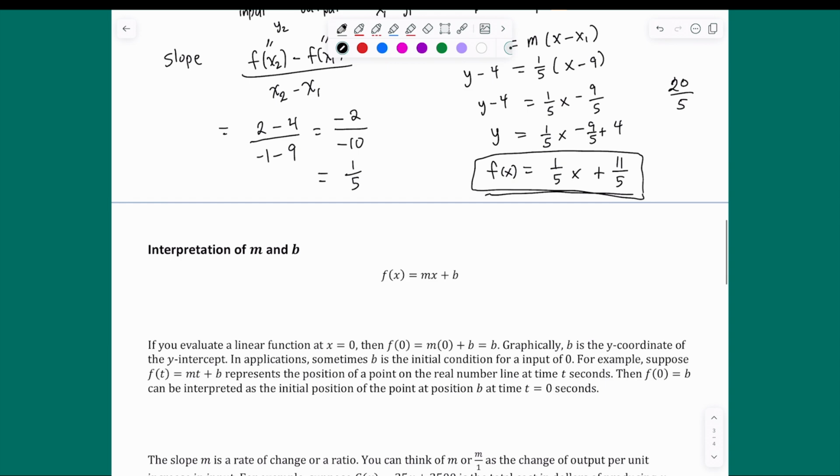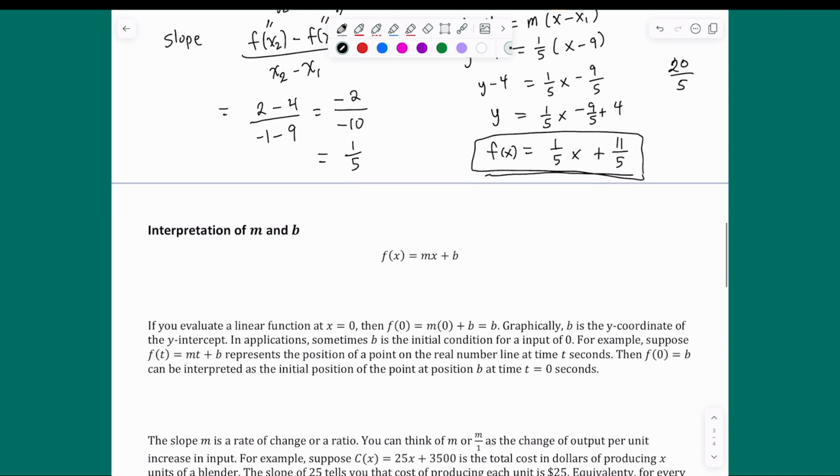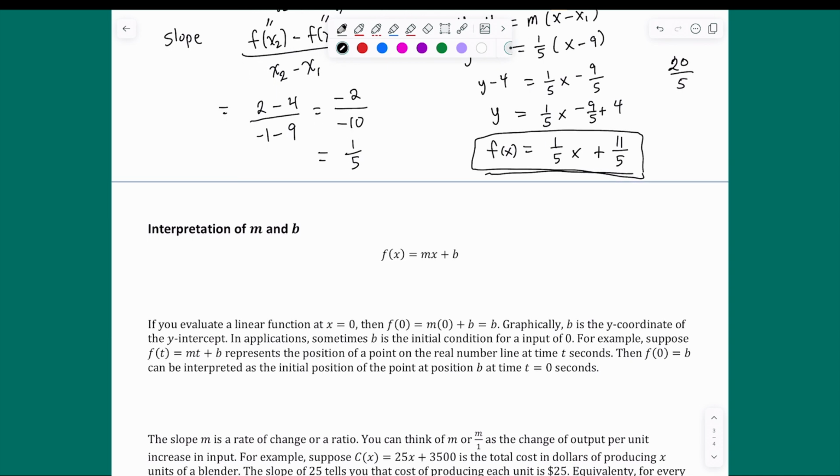All right, let's move on. Interpretation of m and b. In other words, what is it? Well, of course, this is the slope or the rate of change, and b is the y-intercept. Okay, and the reason for that is, if you evaluate a linear function at 0, then f of 0 equals m times 0 plus b, which simplifies to b. So graphically, this just means b is the y-coordinate of the y-intercept.